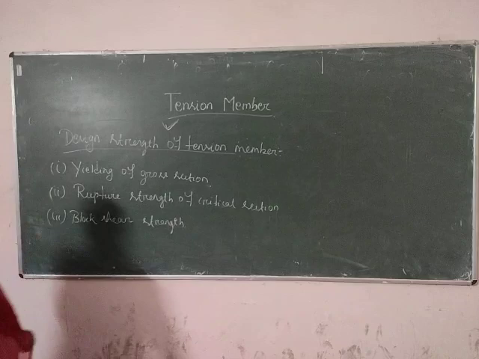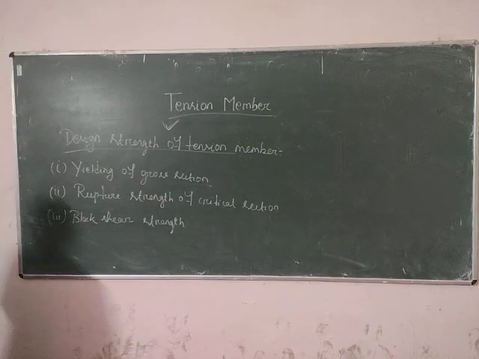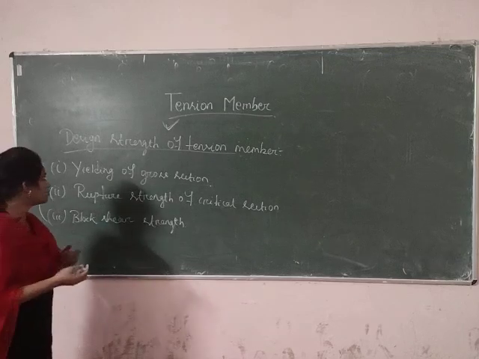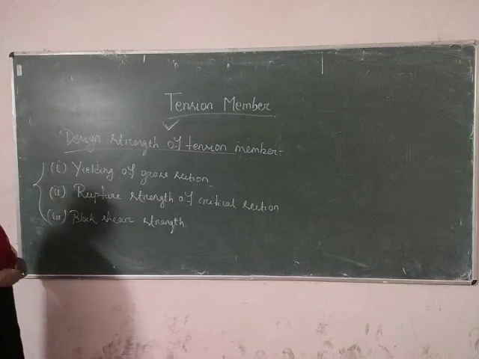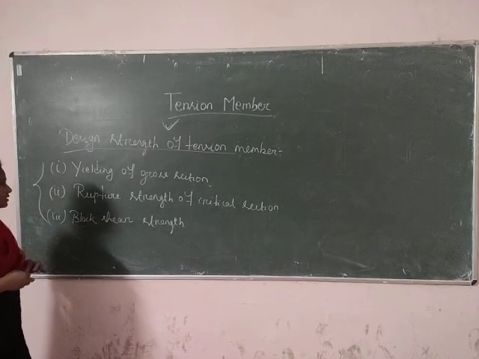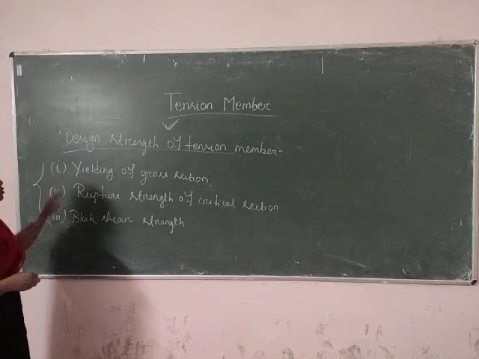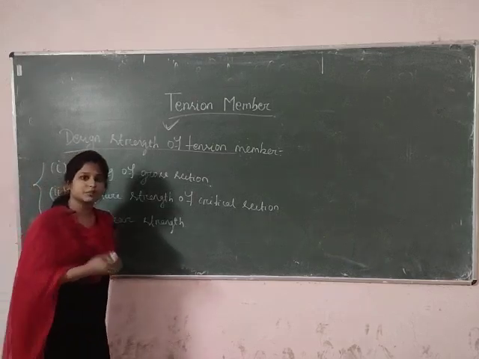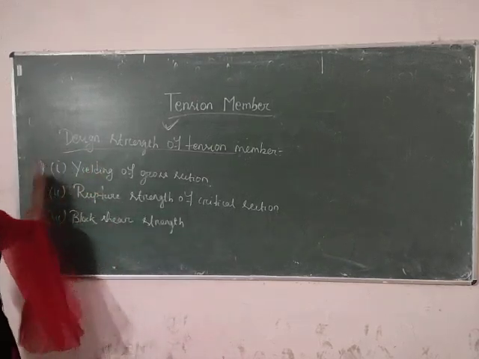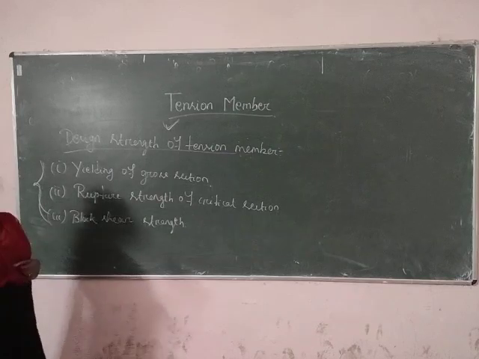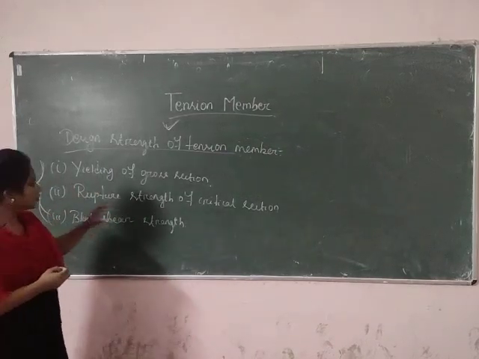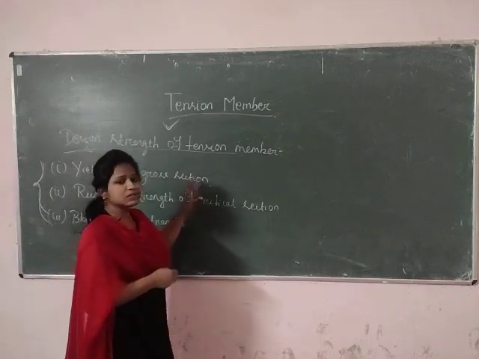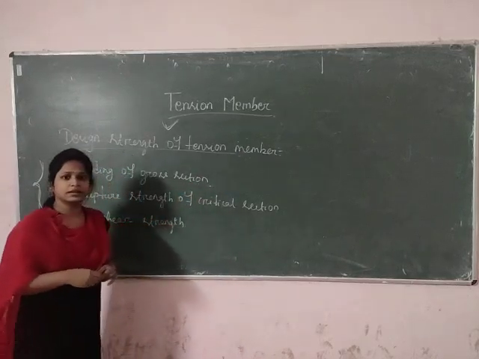So the design strength of a tension member depends upon these three strengths: yield strength of the gross section, then rupture strength of critical section, then block shear strength. To get the value of the design strength of the tension member, we will calculate these three values. Then we will take the minimum value as the design strength of the tension member. Now we have to see these three things in detail.